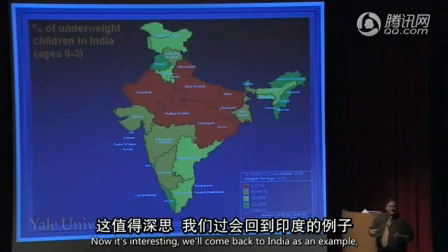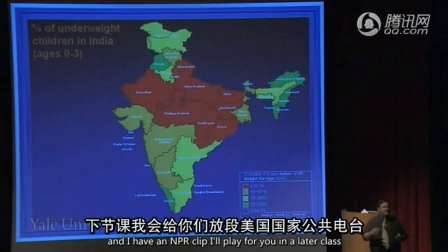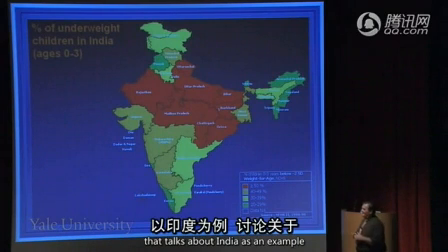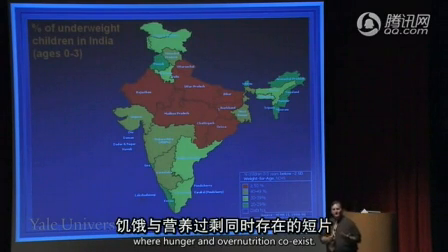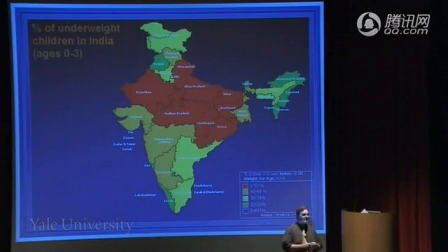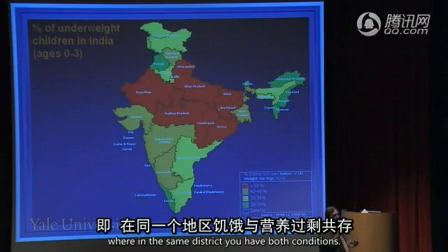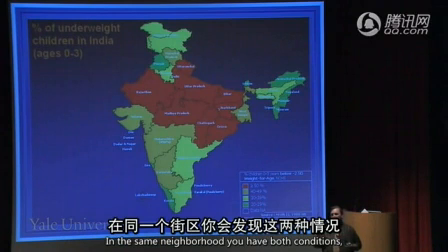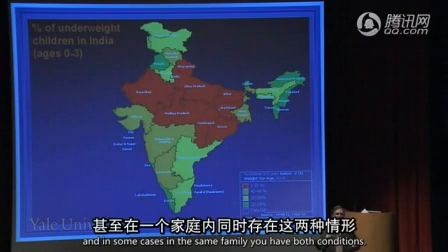Now, it's interesting. We'll come back to India as an example, and I have an NPR clip I'll play for you in a later class that talks about India as an example where hunger and overnutrition coexist. And you find cases in a country like India, as you do in the United States, where in the same district you have both conditions, in the same neighborhood you have both conditions, and in some cases in the same family you have both conditions.